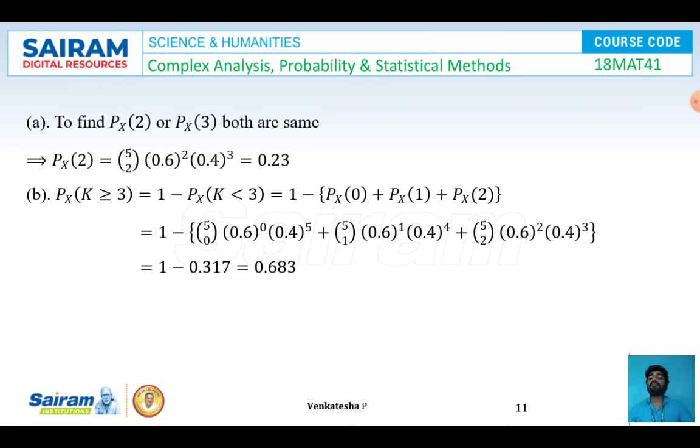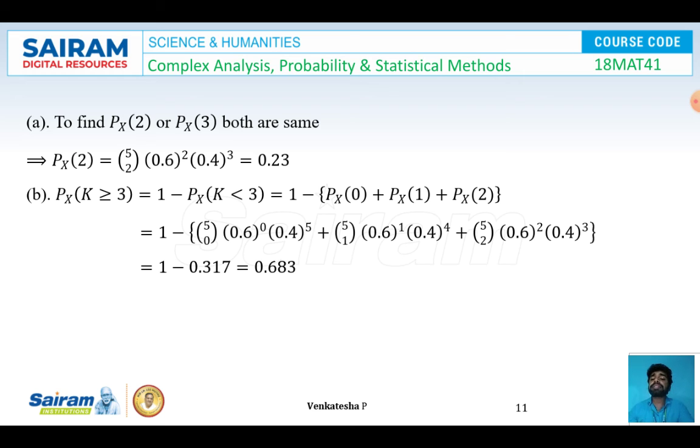Okay, now I'm going to find the first condition, P(X=2) or P(X=3). Both will be the same only. So I'm going to find P(X=2) here. P(X=2) is nothing but replacing k equal to 2 in the previous expression. So I got 5C2 (0.6)^2 (0.4)^3. It will be equal to 0.23 after simplification.